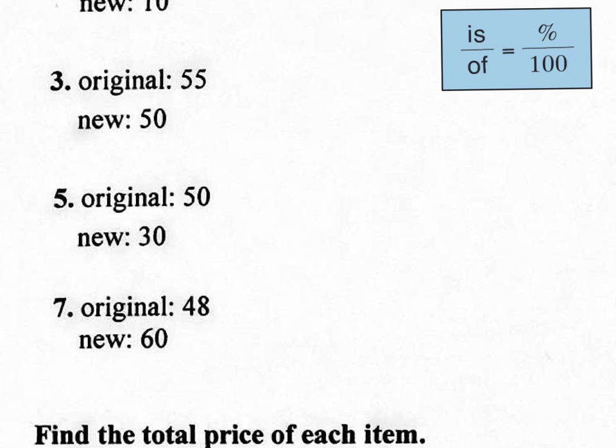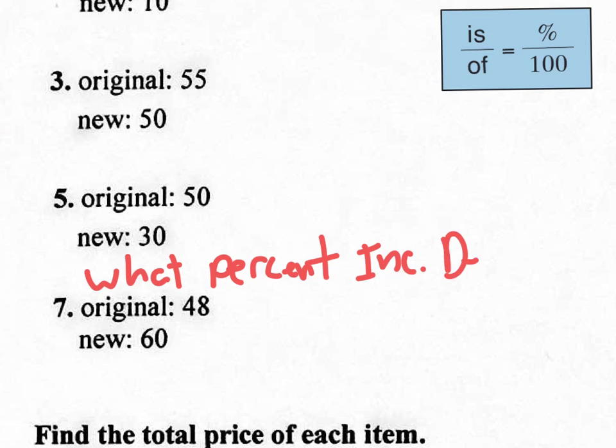Okay, guys, so let's try another one on this first section of the homework. Let's go to number 7. The original is 48. The new is 60. And what we need to remember is the question itself. The question is, what percent increase or decrease do we have?